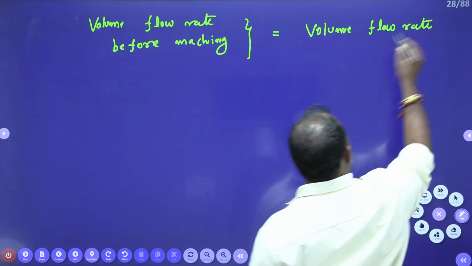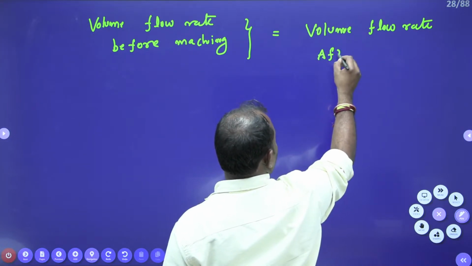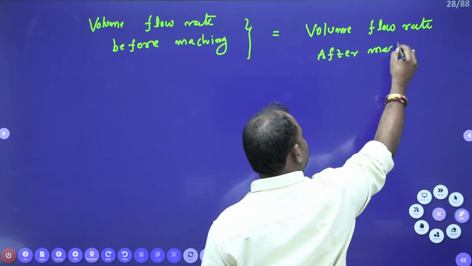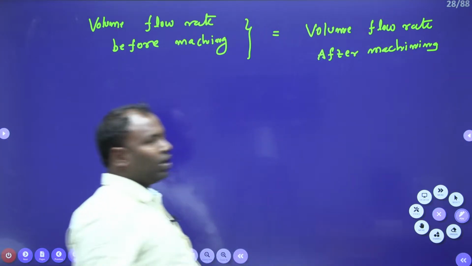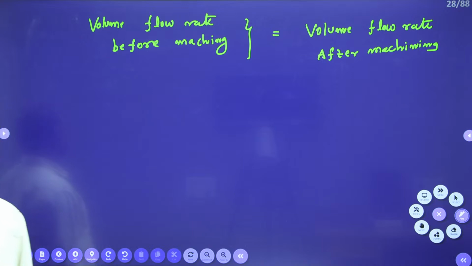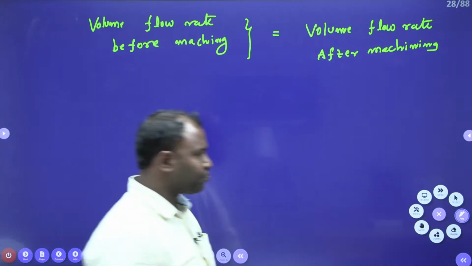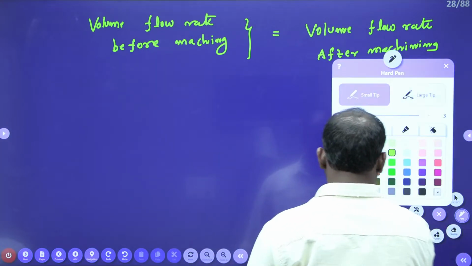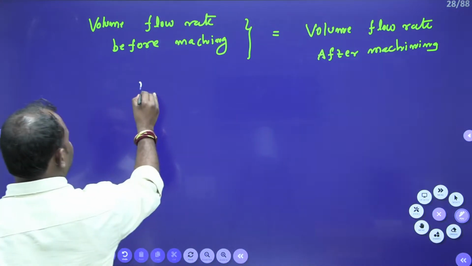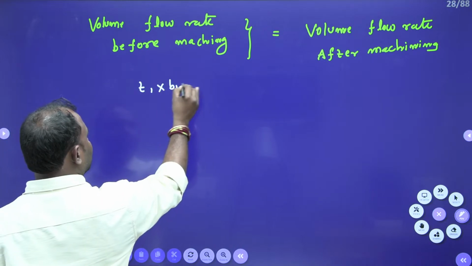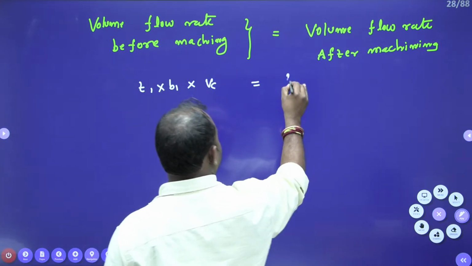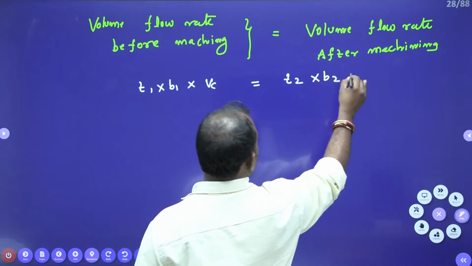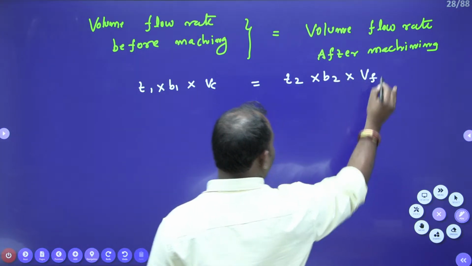Volume flow rate after machining. Volume flow rate before machining is equal to volume flow rate after machining. So let me write that: T1 into B1 into Vc is equal to T2 into B2 into Vf.